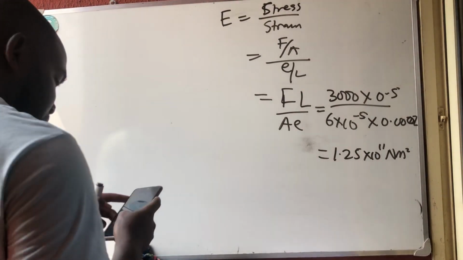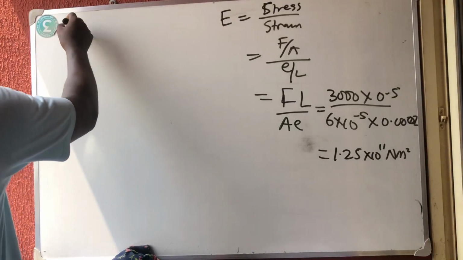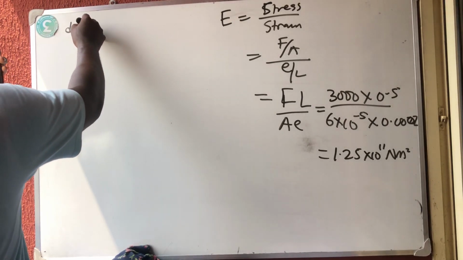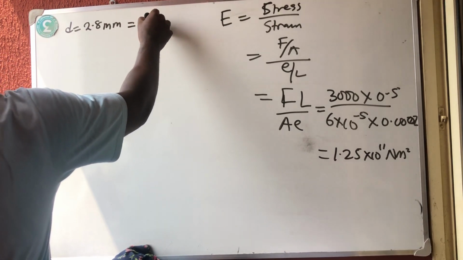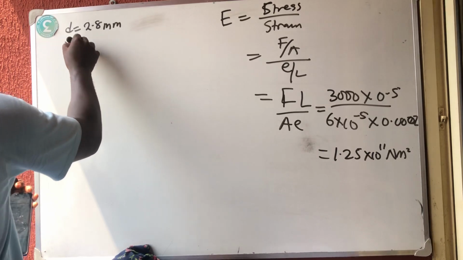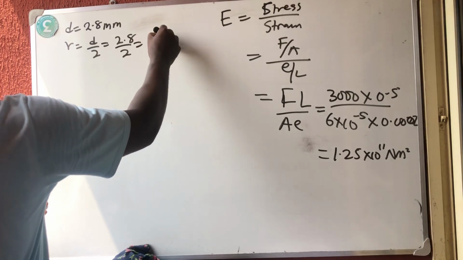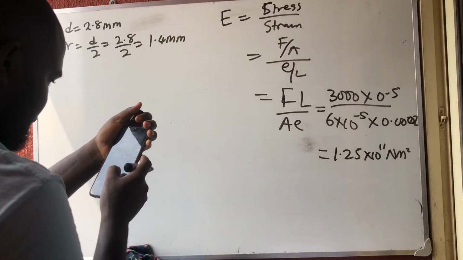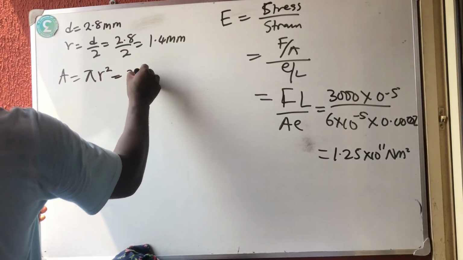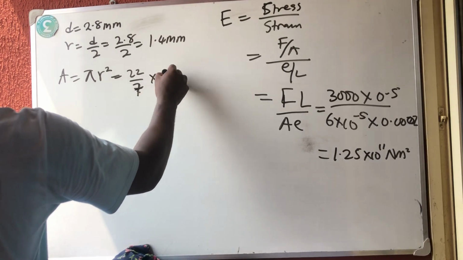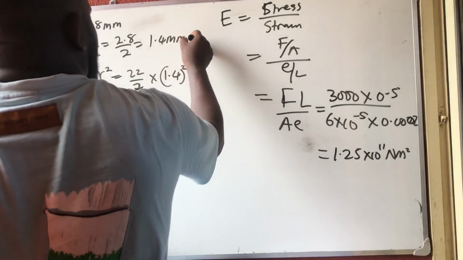So the next thing we are going to look at is a wire of diameter 2.8 millimeter. You know that radius is diameter divided by 2, which is 2.8 divided by 2, which is 1.4 millimeter. This is the radius, so the area is pi r squared, which is 22/7 times 1.4 all squared. So I'm going to have, okay, convert this one now.